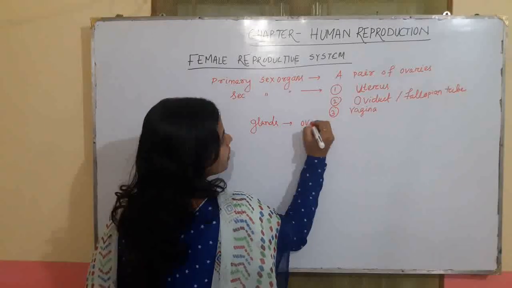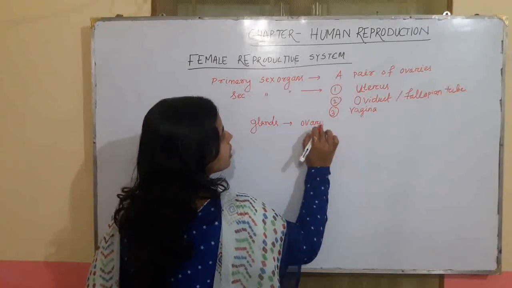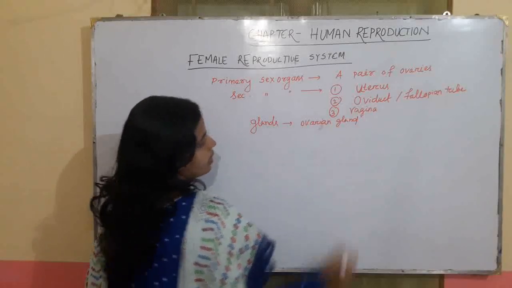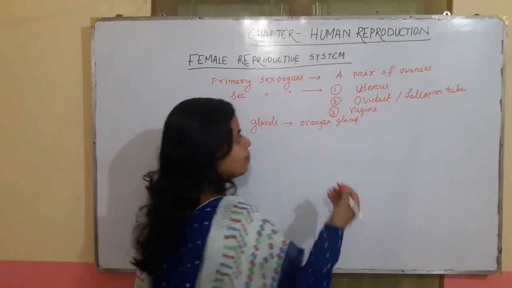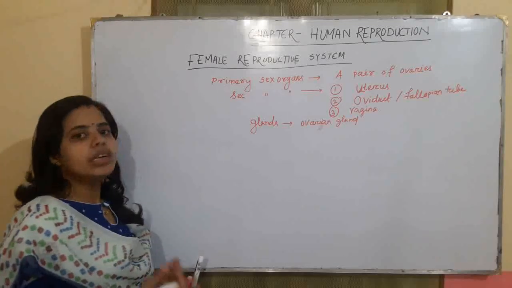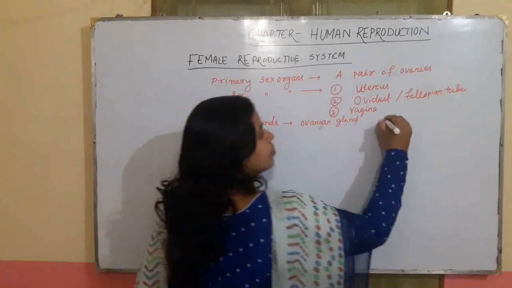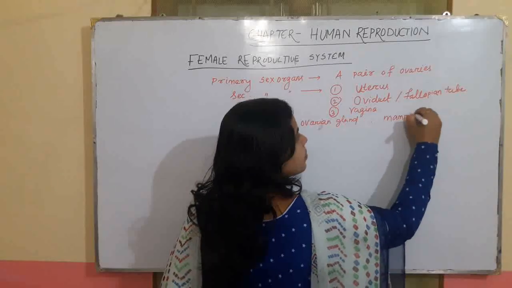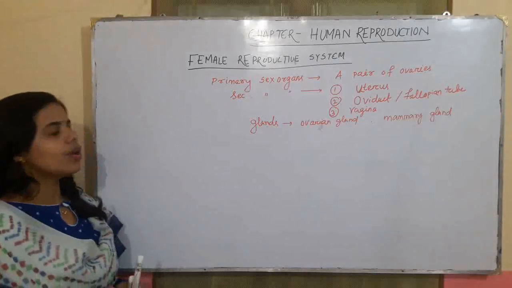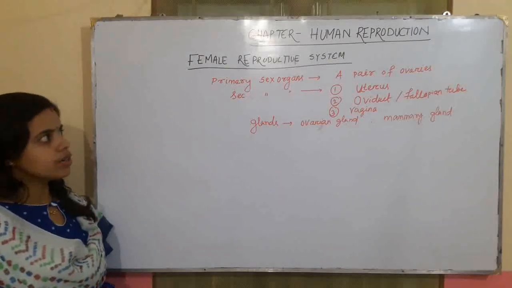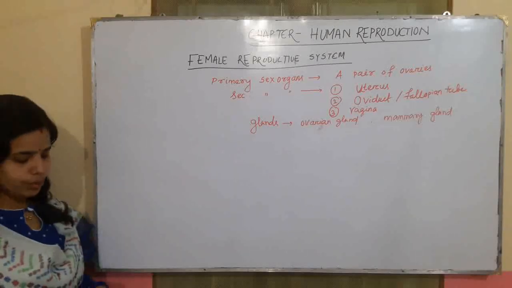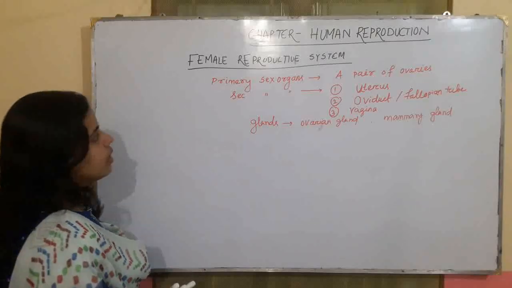See, the ovary itself is a gland, so we can say ovarian secretion, ovarian gland. Another gland also helps in the entire fertilization process, childbirth, or child care, that is your mammary gland. So these are the parts of the female reproductive system. Let us draw it so that we can understand the parts, their positions, and how they function.